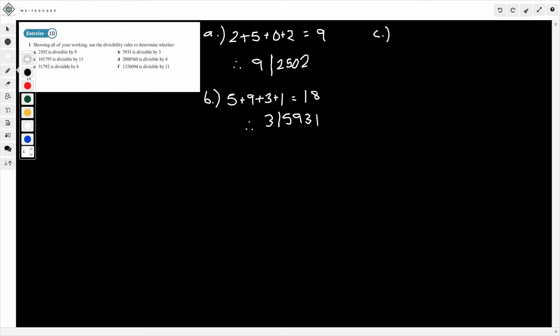So this one can catch a lot of people out. There's a bit of a different rule. The way to do divisibility by 11 is you add the numbers again, but you alternate. So for example, we've got 101,795. So we start with the 1, that's going to be positive, and then we take 0 away, but that's just going to be 1 again. Then we add 1, then we take 7, then we add 9, then we take 5.